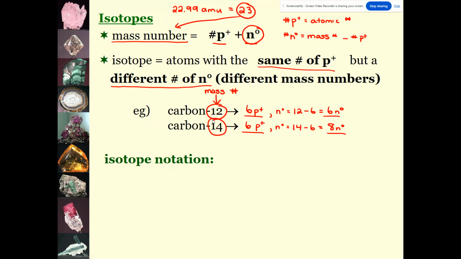Now you will also see something called isotope notation. Isotope notation is a shorthand form of showing you the two different isotopes that you may be comparing.